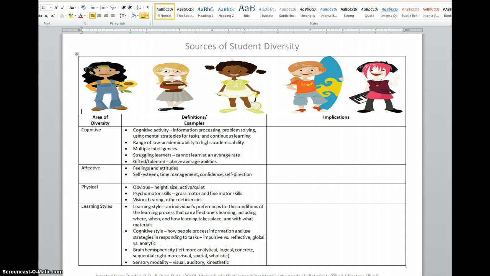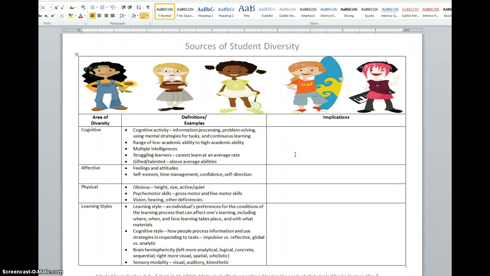There are also struggling learners, those who can't learn at an average rate. They might need more time, they might need other resources, they might need things said in a different way. And then on the other range, there are gifted and talented. They have above average abilities, but it's not just cut and dry, strong students. To be truly gifted and talented, there's actually a different way that they think, really in an exceedingly better way. And again, we'll talk about that later on in our course when we start talking about special education. So this is an important area of cognitive diversity.